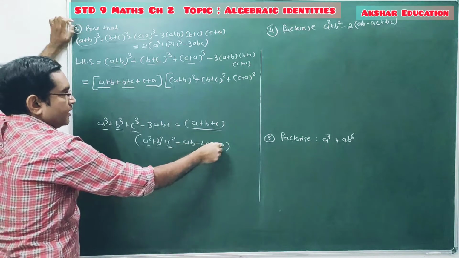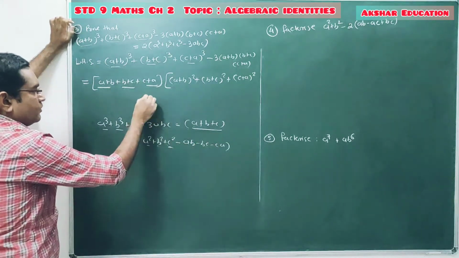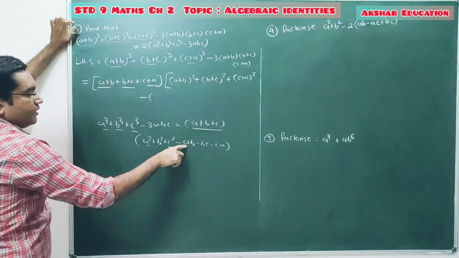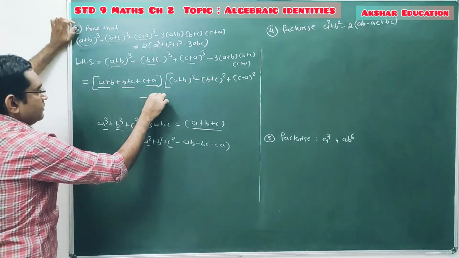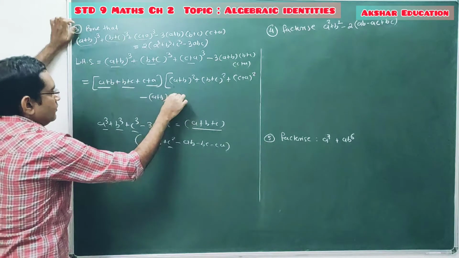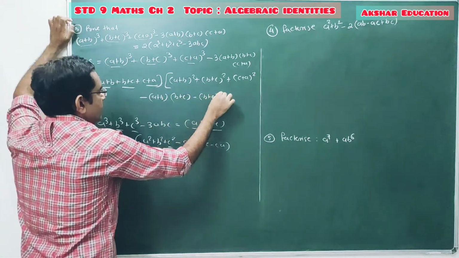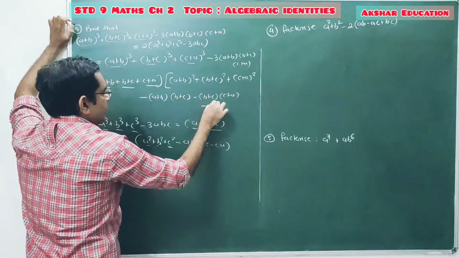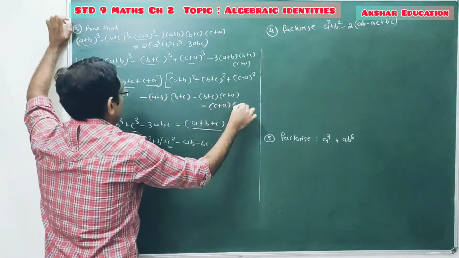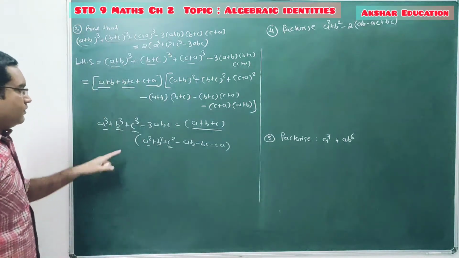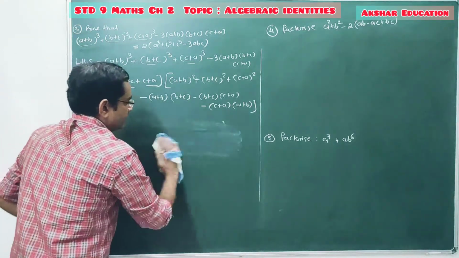consider subtraction of multiplication of two terms. So minus, a into b, that is (a plus b) into (b plus c), minus (b plus c) into (c plus a), minus (c plus a) into (a plus b). Done. This is the application of this formula. Now you have to simplify this one.